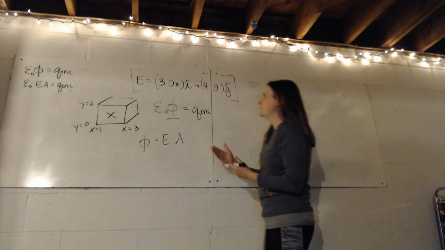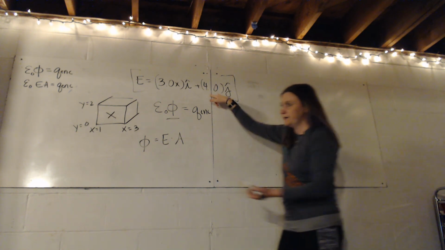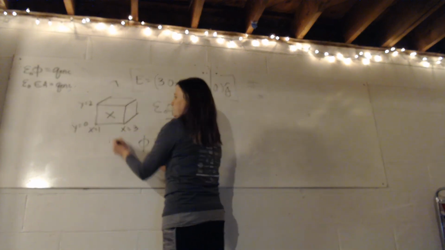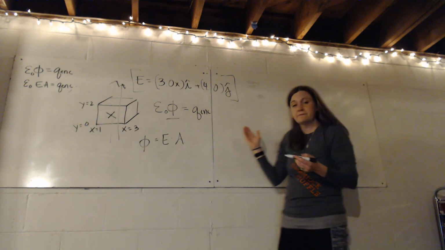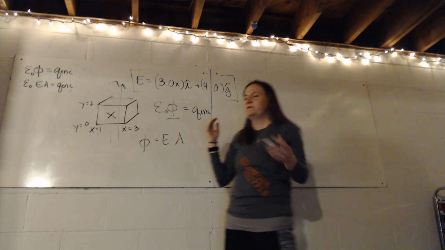Okay, then we have Y. The electric field is just constant. It is 4 in Y. So that means it's running up. So it's like this, right? So we can go through and find it for Y. We did this actually in the previous PowerPoint, or previous video.